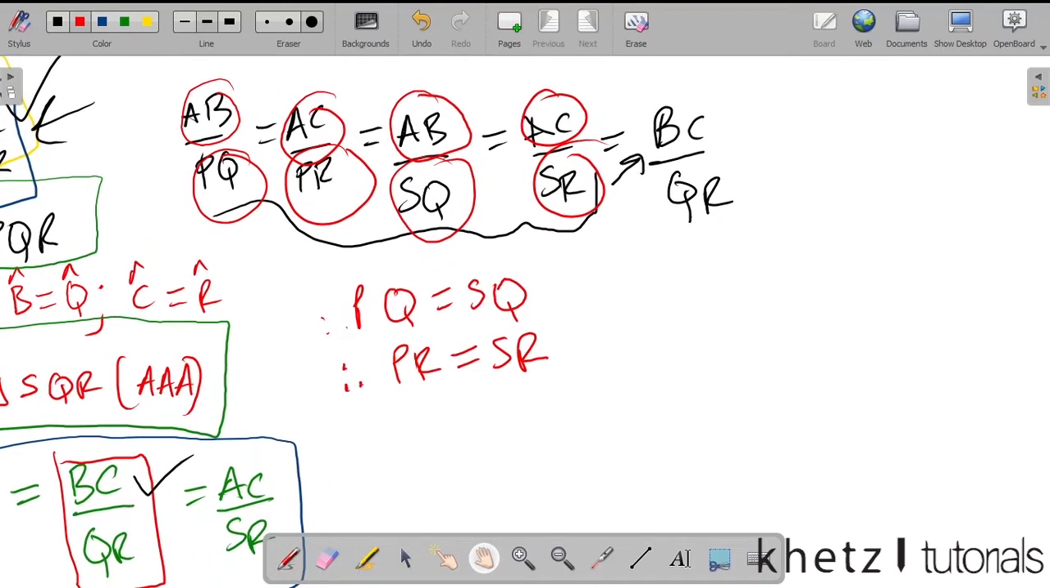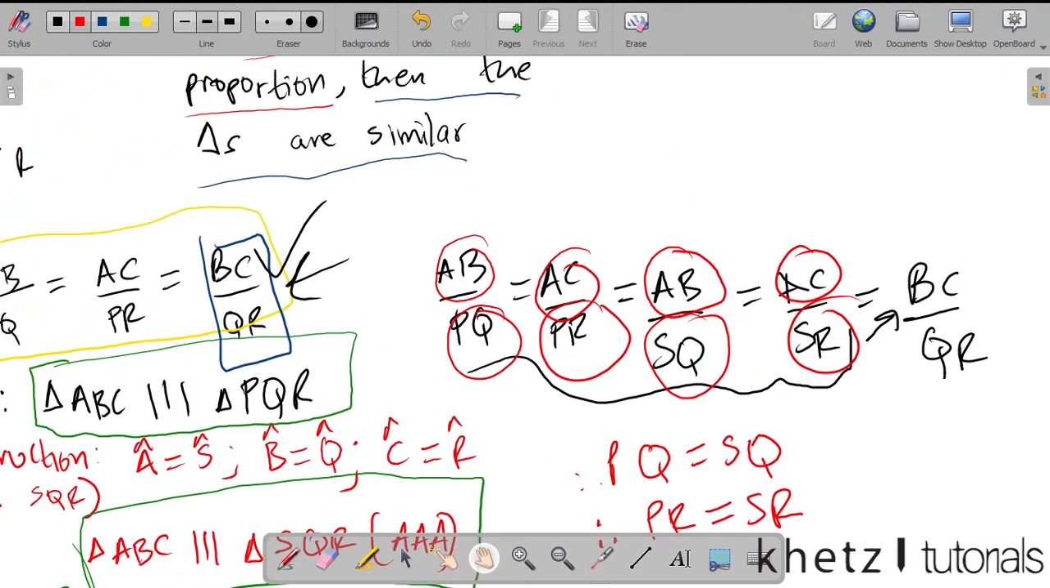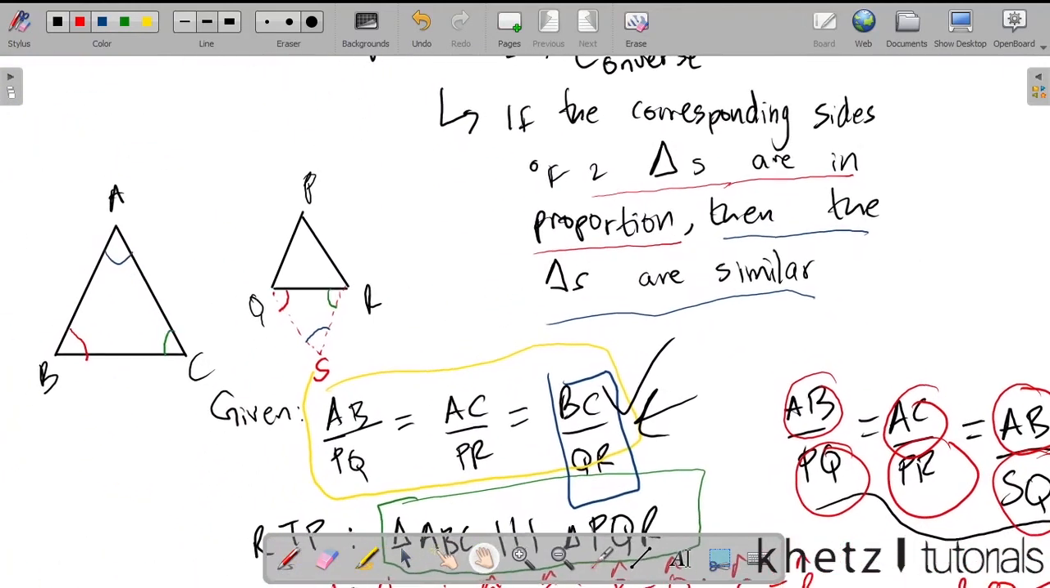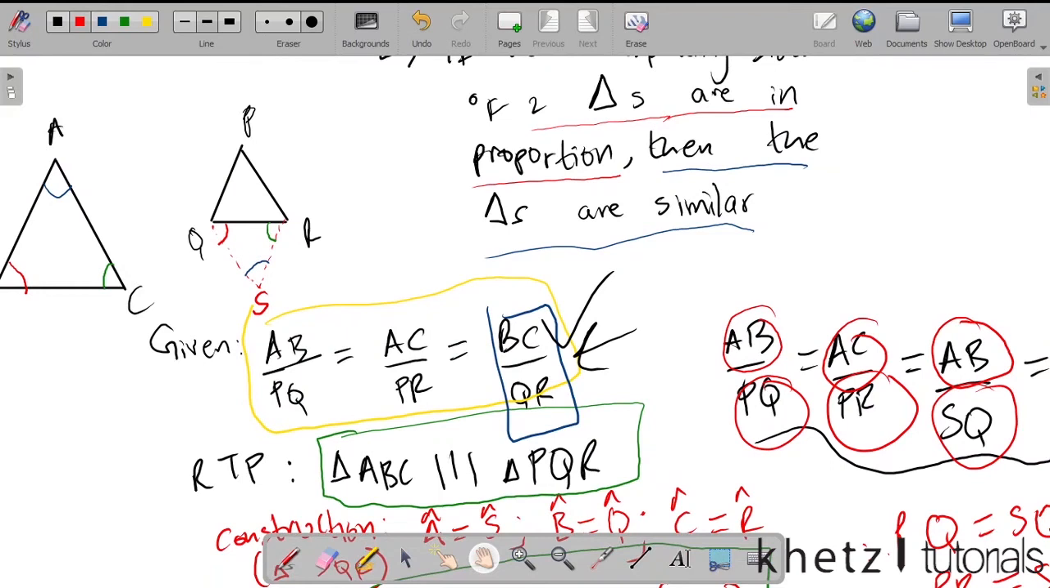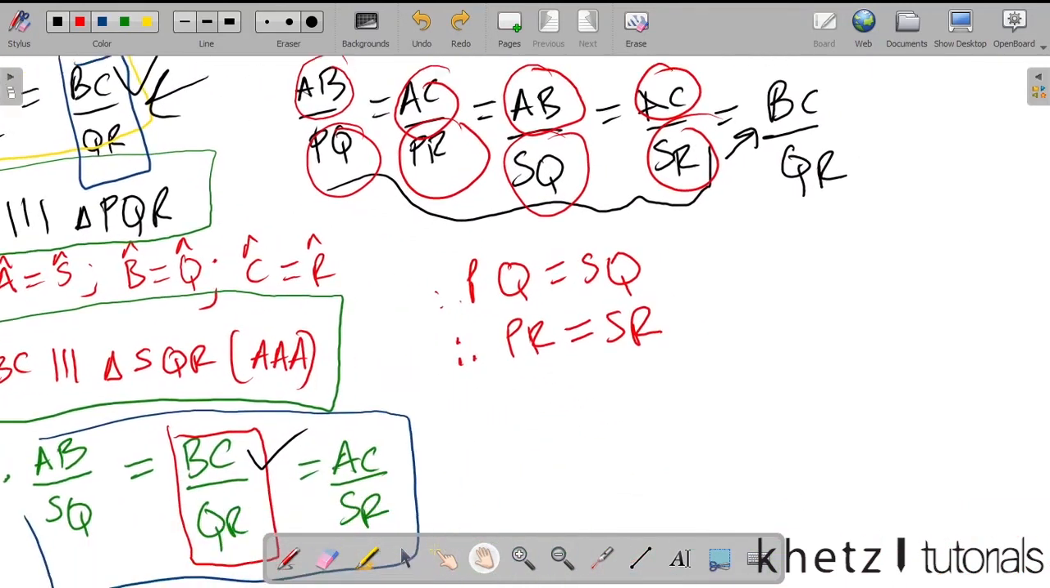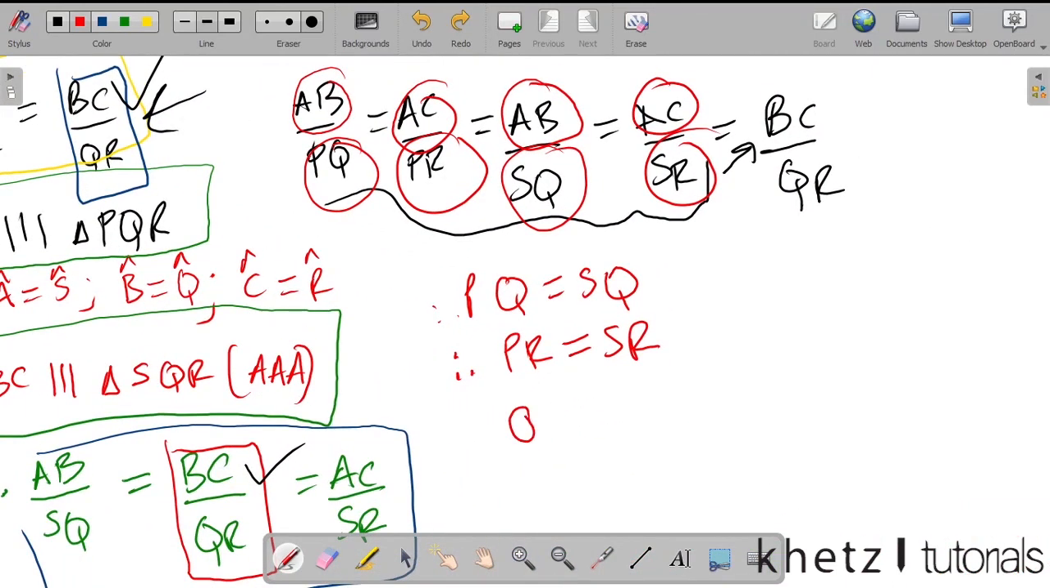Then finally, we have this common side. If you just come back to the diagram, if you look at QR, it's actually a common side. It's common between PQR and SQR. You have it over there. It's a common line. QR is a common line. And we can finally say that QR is equal to QR.